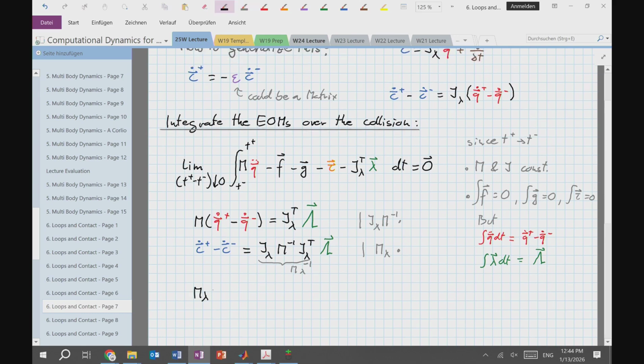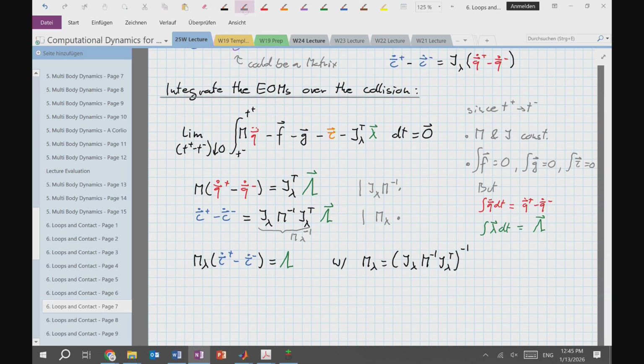So I get m lambda times c dot plus minus c dot minus is equal to capital lambda, with m lambda being j lambda m inverse j lambda transposed, and the inverse of that. And we call this the contact space or constraint space mass matrix.